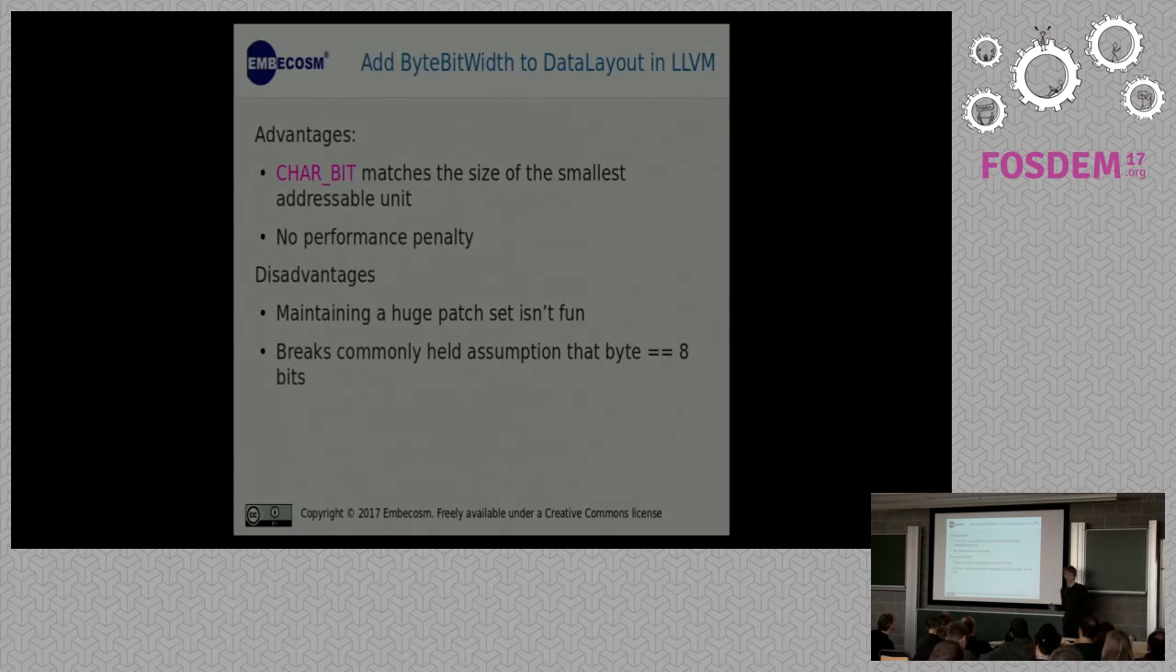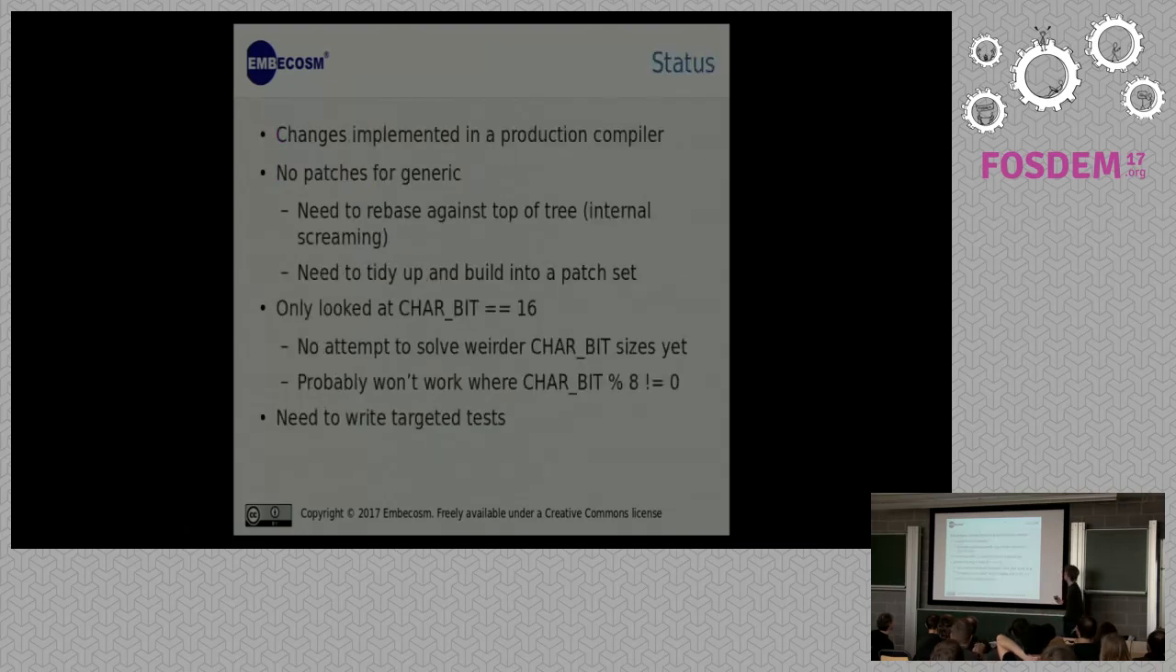And it's made rolling forward to the top of tree a humongous pain, because I have to maintain this, and there's lots of changes to generic code in the meantime. There's the other minor disadvantage, which is that it breaks that assumption that everyone holds that your bytes are always 8 bits. But that's not as troublesome. For lots of systems where you're programming, for example a DSP, you're well aware that bytes are not equal to 8 bits. So it's not quite such a bad thing for those. So the status of these. We have implemented this in a production compiler for a customer that we have who's got a DSP.